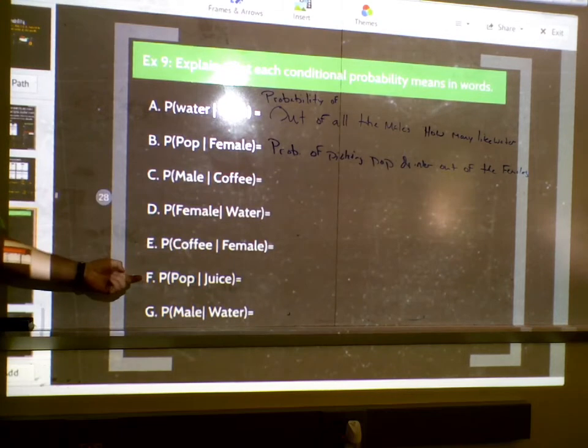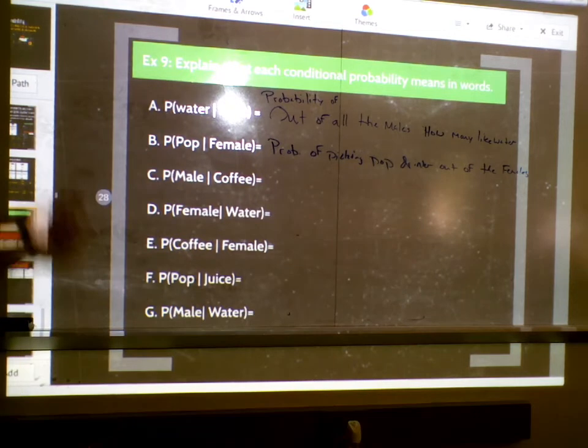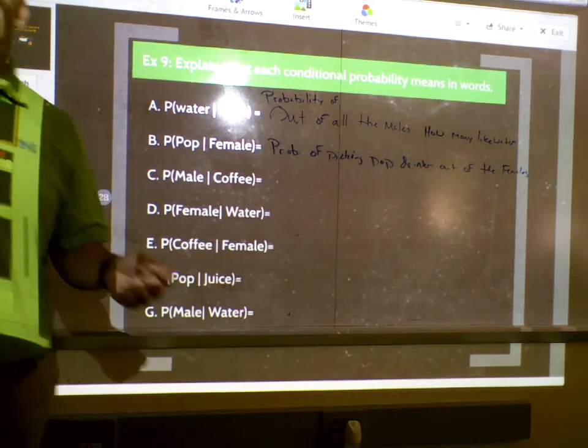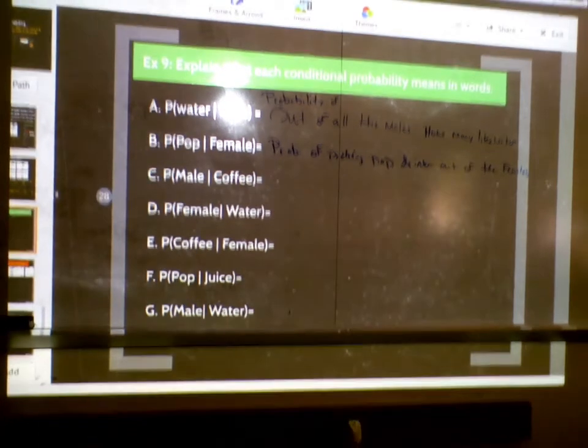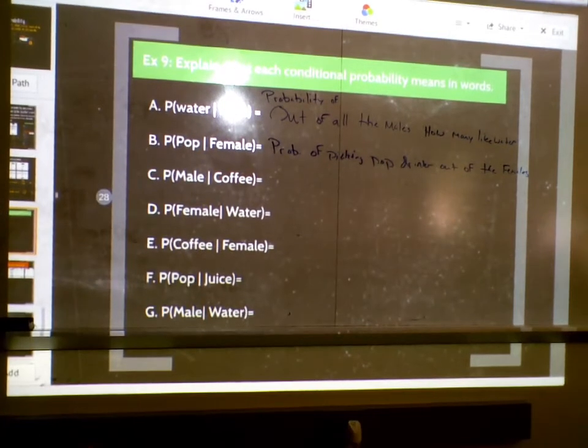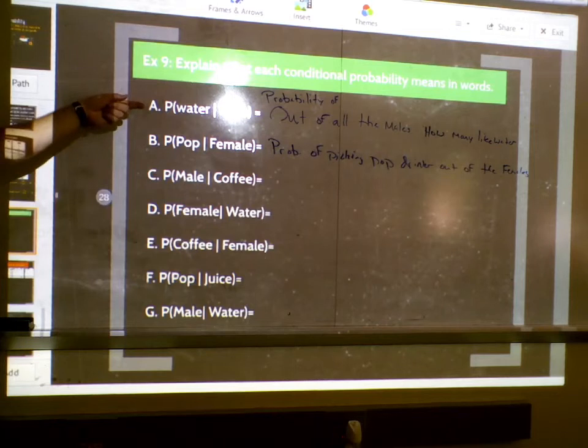F. Why is everything backwards? Out of all the juice drinkers, we're trying to pick a pop drinker, or the probability of picking someone whose favorite choice is pop, out of all the juice drinkers. What is this one going to be? It's going to be 0, right? Because they only get one favorite.